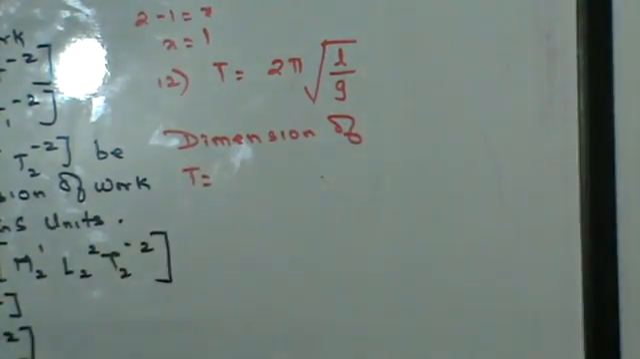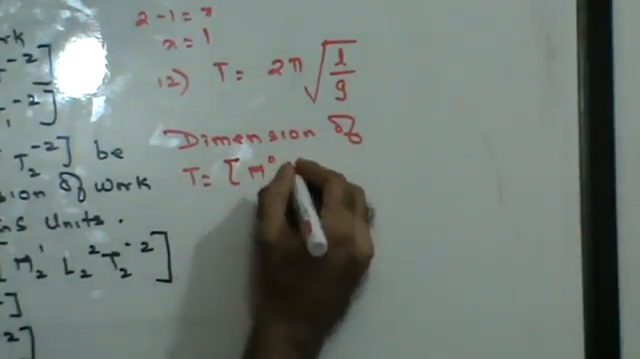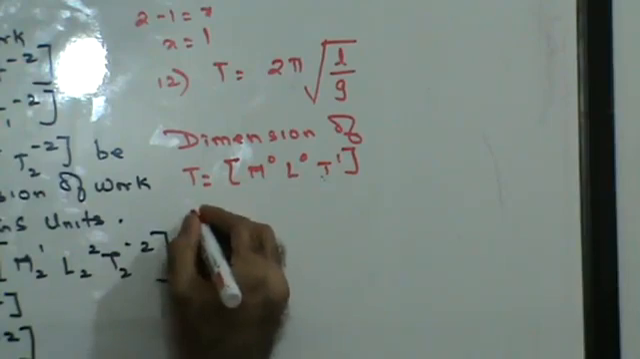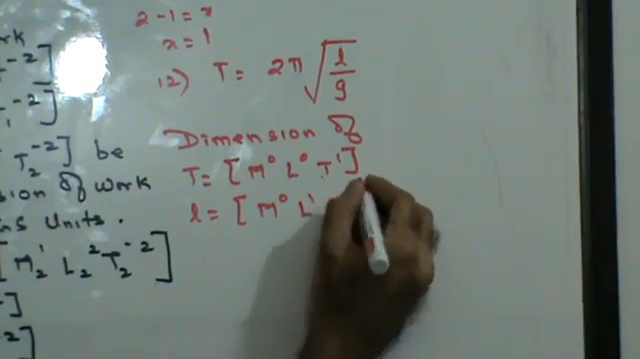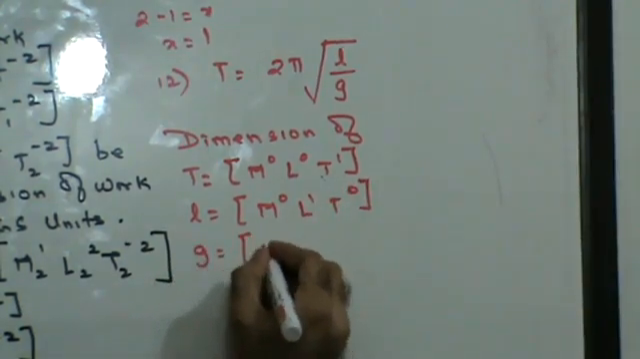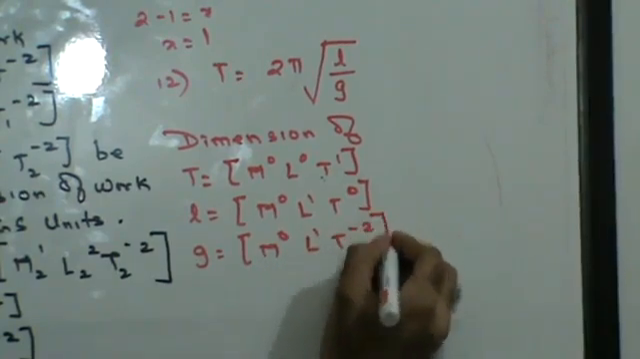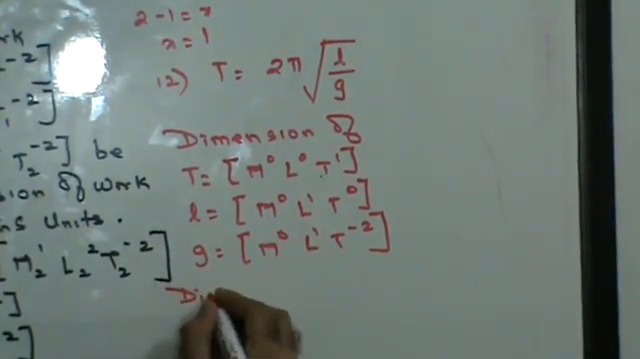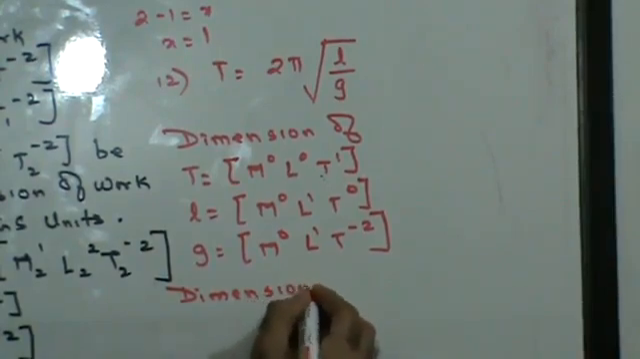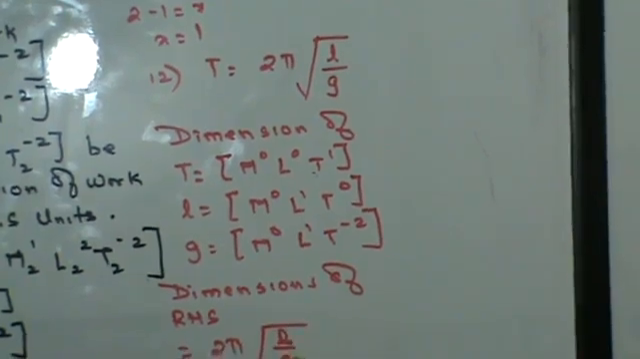Dimensions of T. T stands for time, right? Dimensions of time is going to be M0, L0, T1. Length is going to be M0, L1, T0. Gravitational acceleration is displacement upon time square. Let's find out the dimensions of RHS, 2 pi root of L by G, right?